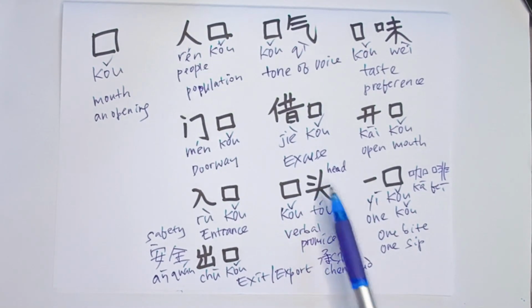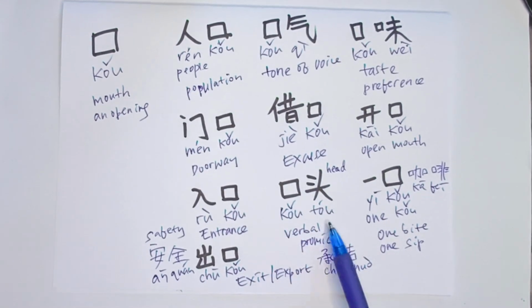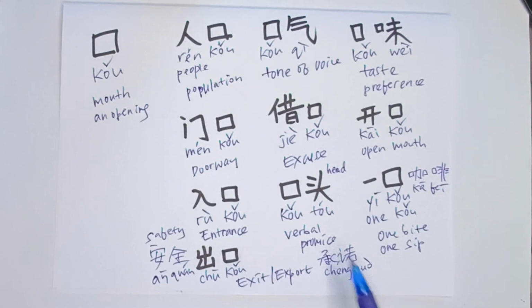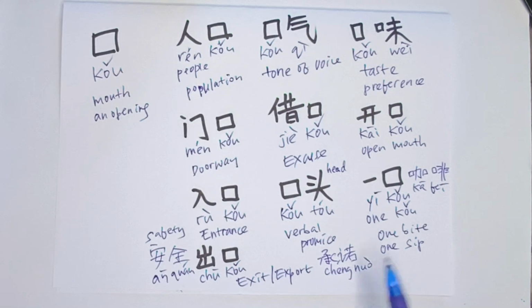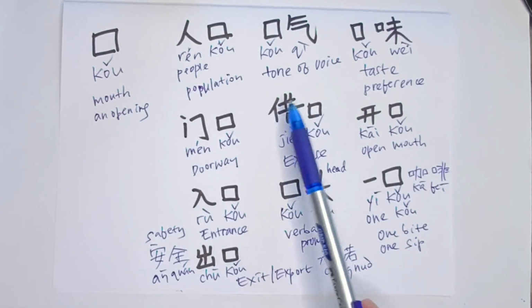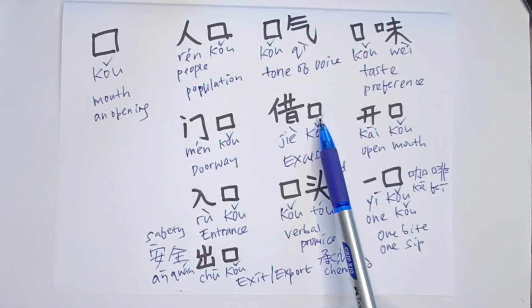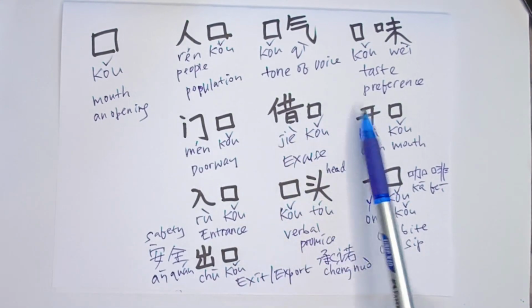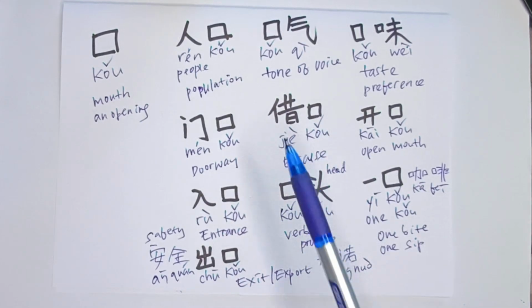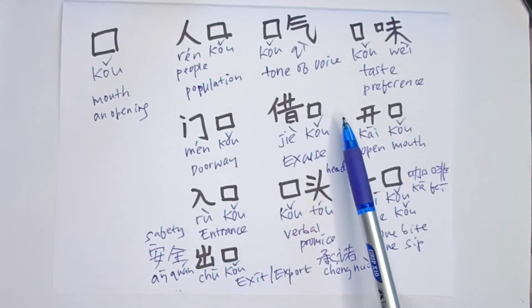And then 口头 is something only verbal. 头 means head, literally your head. When put together, 口头 means verbal. Verbal promise is 口头承诺. 借 is borrow, to borrow mouth means excuse. No 借口 please, no excuse please.